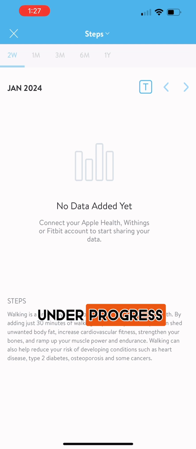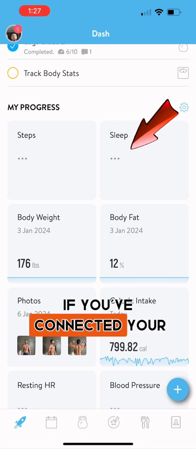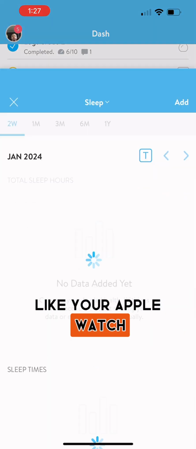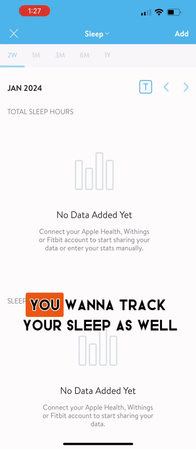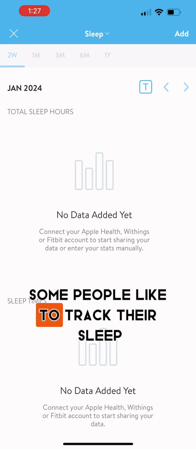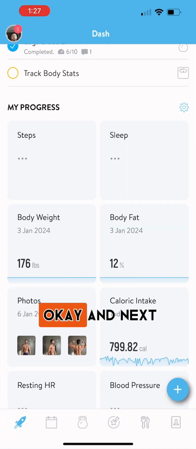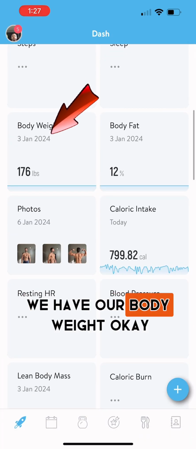So under here, under progress, we have our steps. If you've connected your fitness apps like your Apple Watch, you can see your steps. You can see your sleep. You want to track your sleep as well. Some people like to track their sleep. Okay. And next we have our body weight.